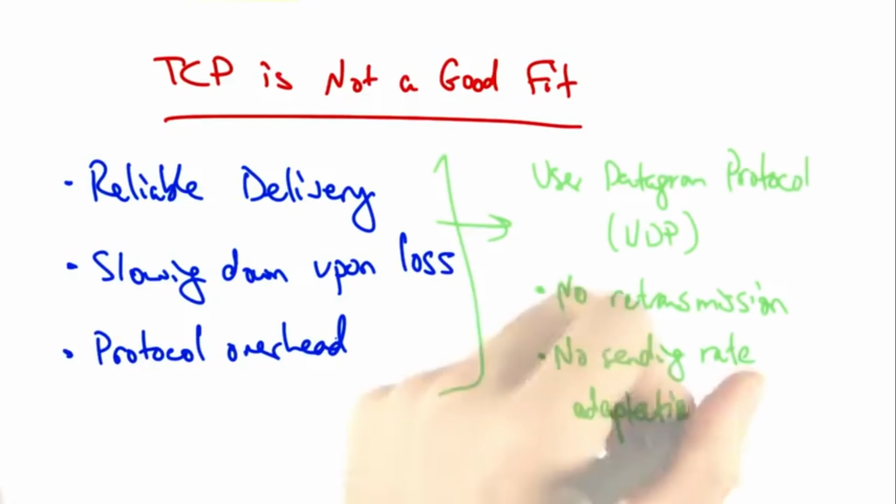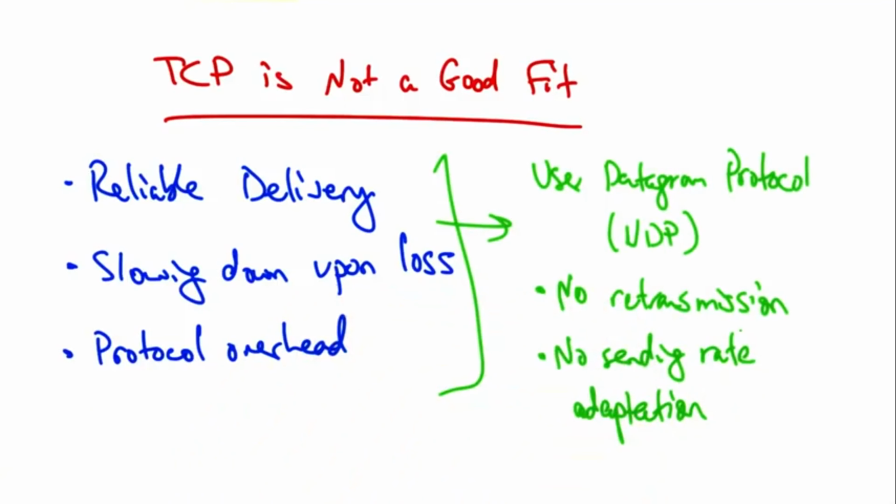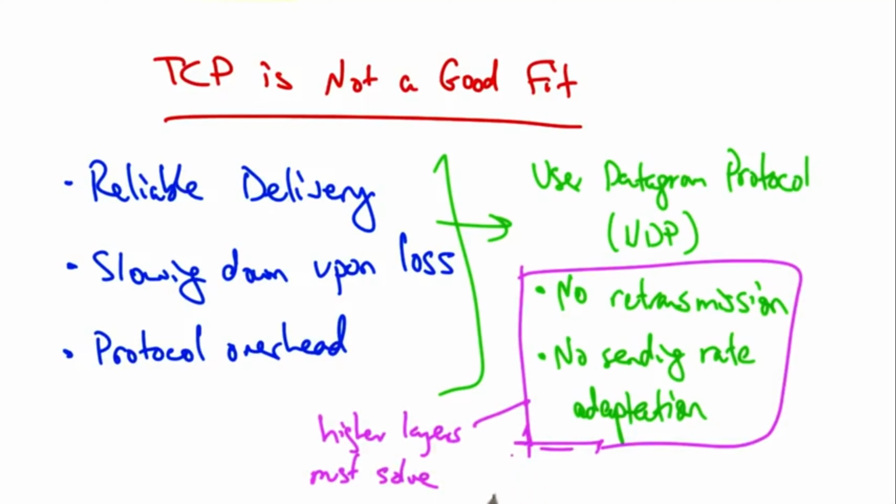Instead, one might consider using UDP. UDP does not retransmit lost packets, and it does not automatically adapt the sending rate. It also has a smaller header. Because UDP does not automatically retransmit packets or adjust the sending rate, many things are left to higher layers, potentially the application, such as when to transmit the data, how to encapsulate it, whether to retransmit, and whether to adapt the sending rate or to adapt the quality of the video or audio encoding. So higher layers must solve these problems.